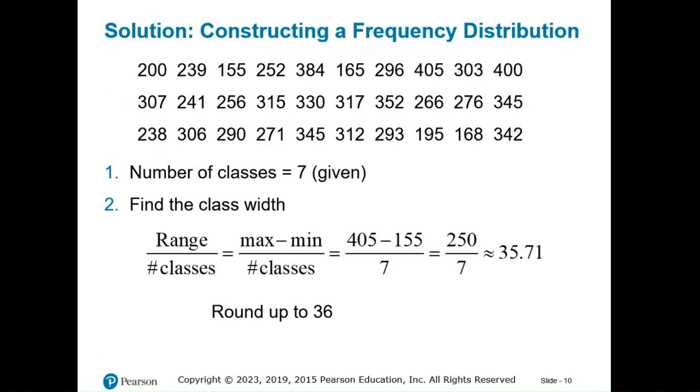Next, we need to find the class width. Remember, this is done by finding the range of the dataset first. So identify the maximum data entry, in this case 405, and the minimum data entry, in this case 155, and find the difference. Then divide by the number of classes, 7. We get a result of 35.71. Remember, our last step said to round up, so we will use a class width of 36.